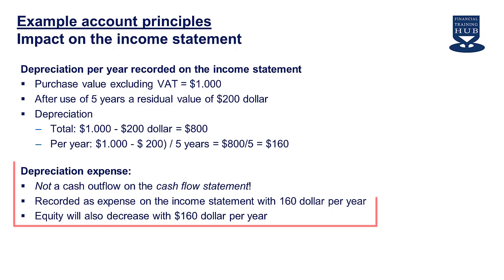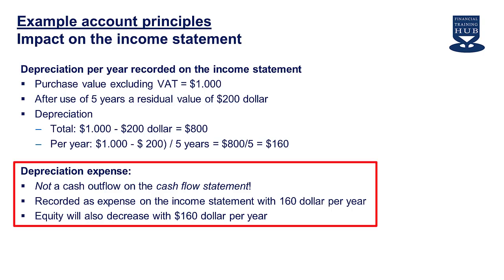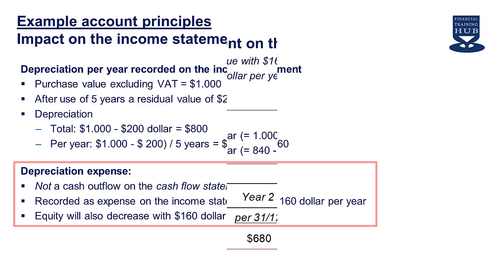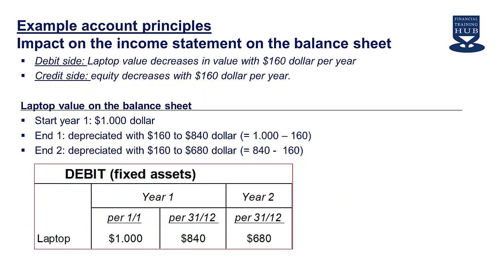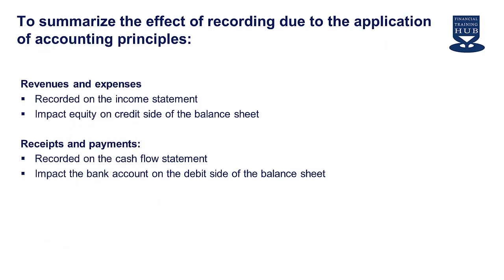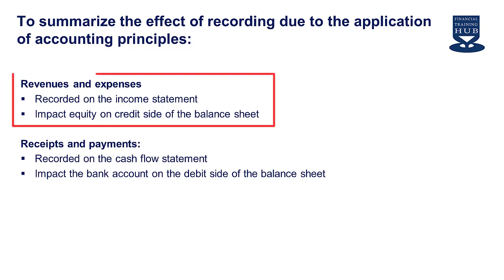The depreciation expense is not a cash outflow on the cash flow statement. Depreciation is recorded as expense on the income statement for $160 per year and will decrease equity for $160 per year. On the balance sheet, the laptop shows a value of $1,000 at the start of the year. At the end of year 1, the laptop value is depreciated with $160 to $840 and after year 2 to $680.